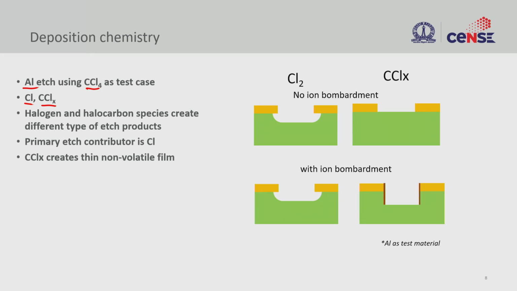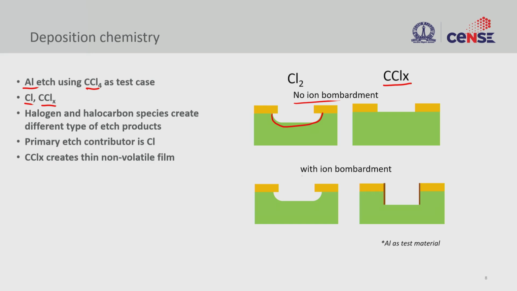But then when you look at the experiment, when you don't have any ion bombardment, when you expose it with chlorine, people observed isotropic etching. So chlorine etches aluminium, but in an isotropic way in the absence of ions. But when you look at CClx, CCl was not etching at all. So no etching whatsoever when there is an absence of ions.